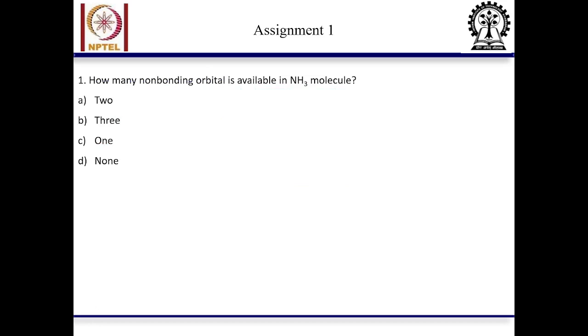So now your involvement comes into the picture. The first question is, how many non-bonding orbitals are available in the NH3 molecule? If you have gone through lecture number one, I think within 10 minutes these things have come up. So can anyone write in the chat box how many non-bonding orbitals are available in the NH3 molecule?